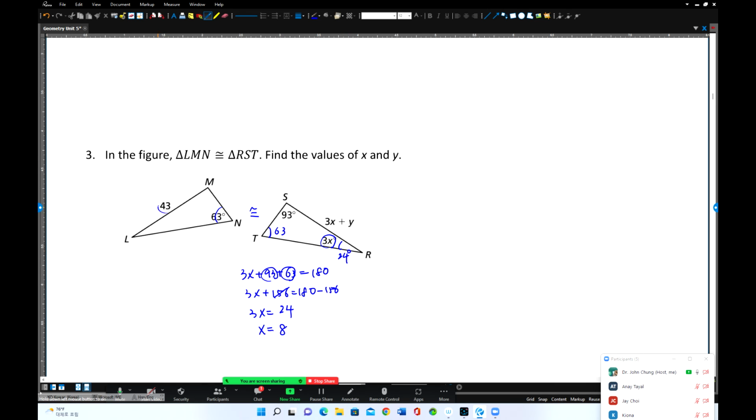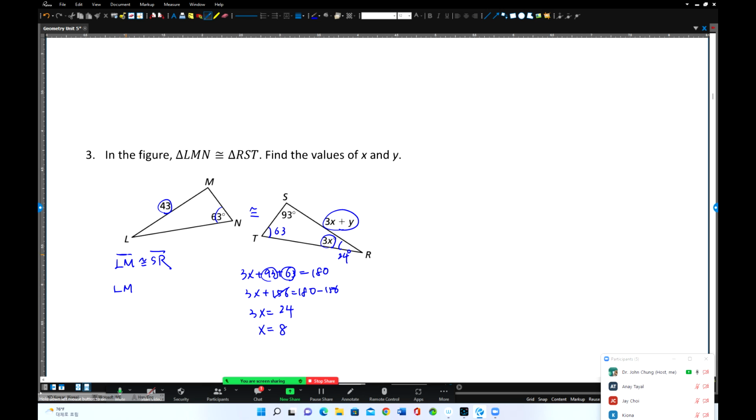But this is a corresponding side, right? LM congruent SR, isn't it? That's a corresponding side. They must be congruent. So that is a measure, okay? But what is a measure? This is congruent. The measure is just that LM is a measure, right?